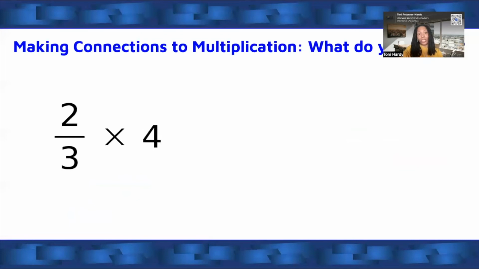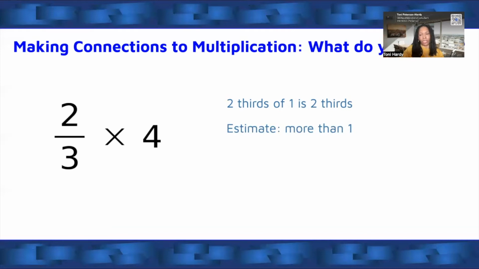So here we are with 2/3 times 4. When we look at this, we want to make sure that we know something about the fraction. 2/3 of 1 is 2/3. I estimate that this is going to be more than a whole when I do the calculation. The unit fraction is a third, and 3/3 is a whole.